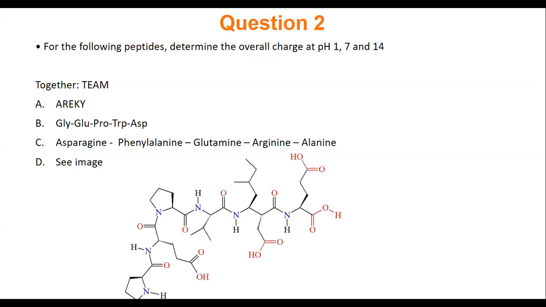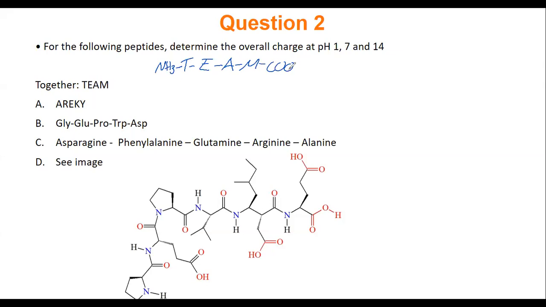So the first thing you want to do, the first thing I do, is I rewrite the peptide out with the N terminus and C terminus. Remember, the N terminus is always at the first amino acid. The C terminus is always at the last amino acid. So we have NH3, then just T, E, A, M, C terminus, okay? So that's our amino acid for TEAM.